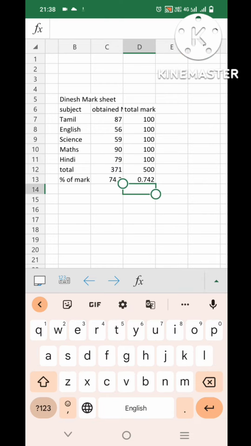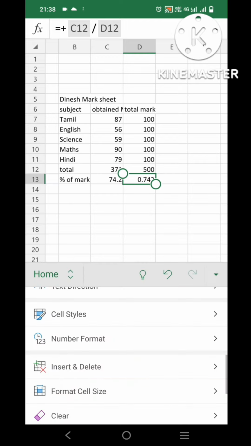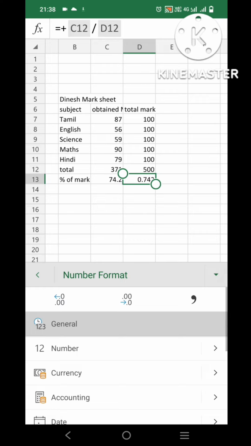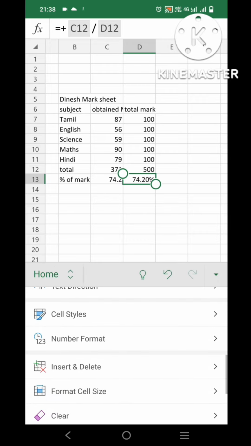To change the number format into percentage, move to number format and click the percentage. You will get the percentage.